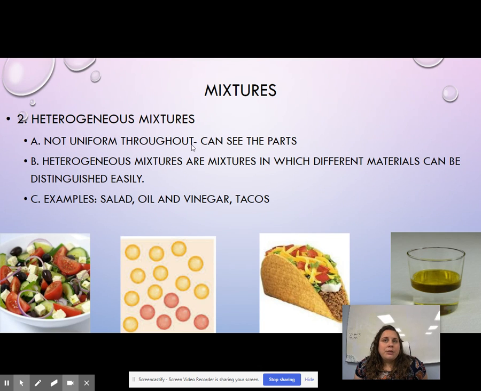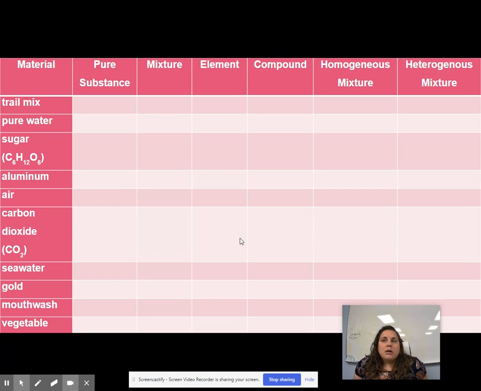Heterogeneous mixtures are not uniform throughout. You can see the different parts. Heterogeneous mixtures are mixtures in which different materials can be distinguished easily. Examples include salad, oil and vinegar, tacos. You can pick apart each of the pieces. Here's the particle diagram for a heterogeneous mixture. Notice you have one part up here that's all yellow and then another part down here. So they're separate.